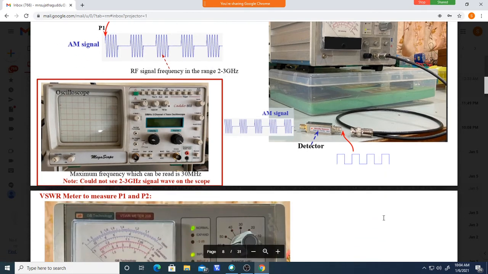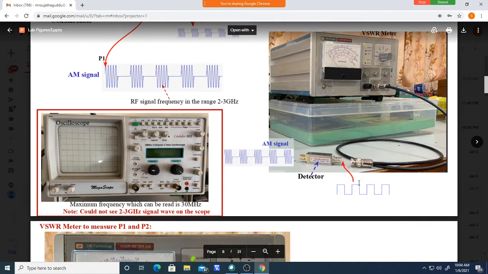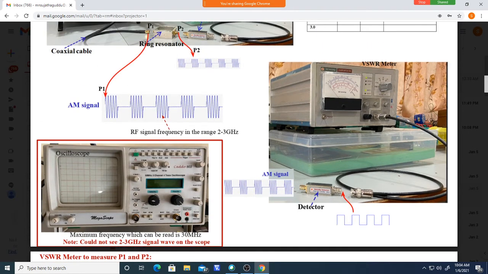So that's why we are using AM modulation, because of this. This is a low frequency signal. You can easily measure the power of this using low frequency equipment.